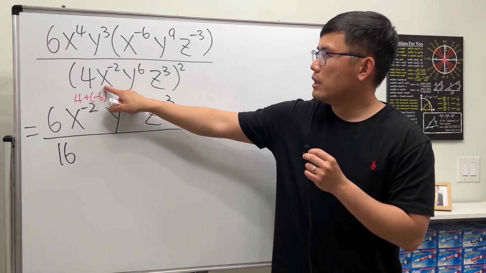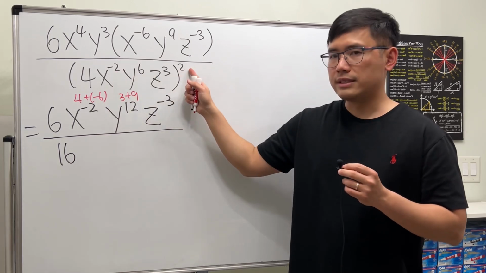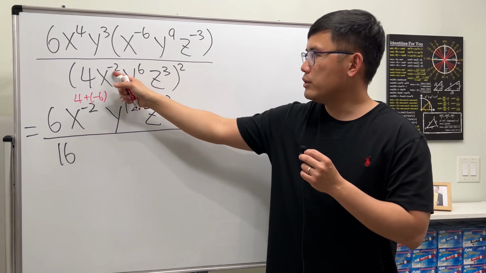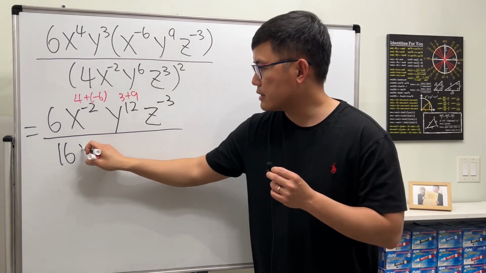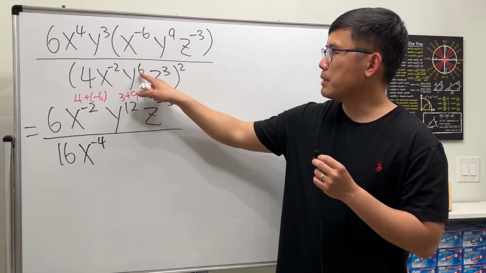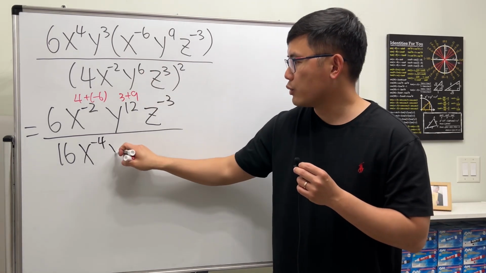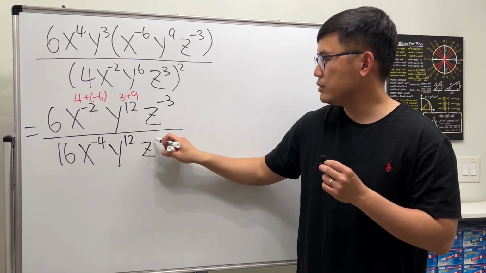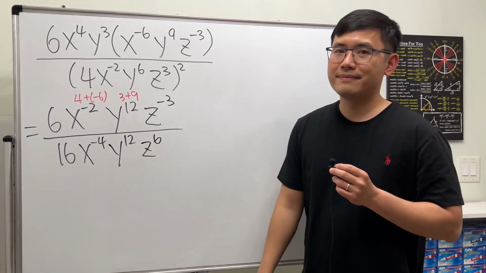Next, x to the negative 2 raised to the 2nd power, we can just multiply the powers. So negative 2 times 2 is x to the negative 4. Continue. Multiply this power and that power, so we have y to the 12th. And then this times that is z to the 6th power, just like that.